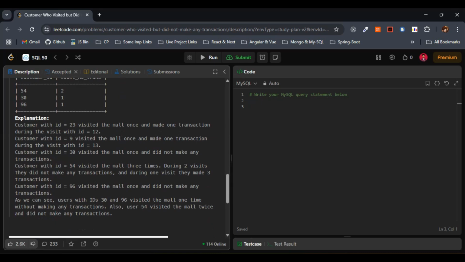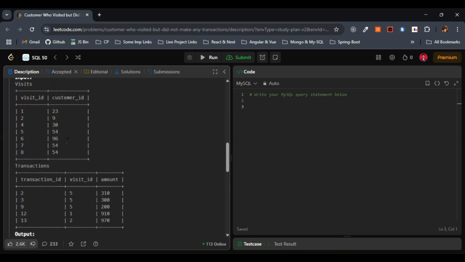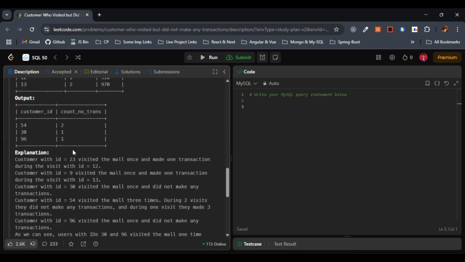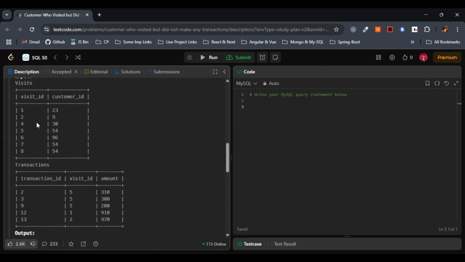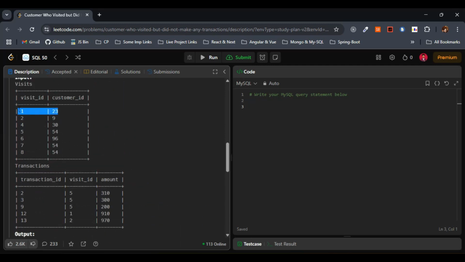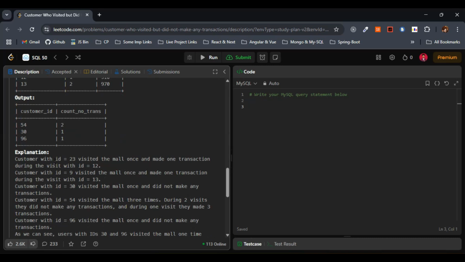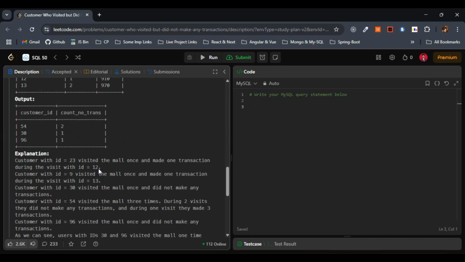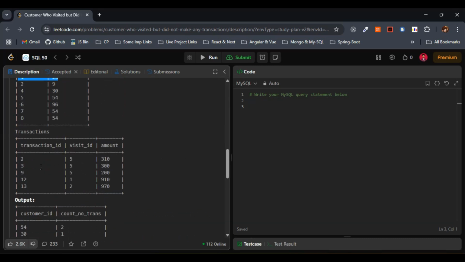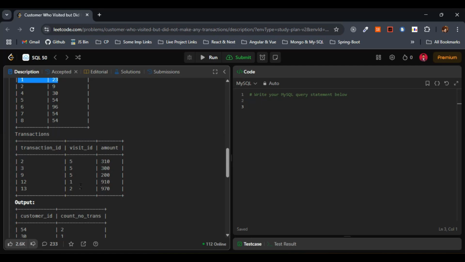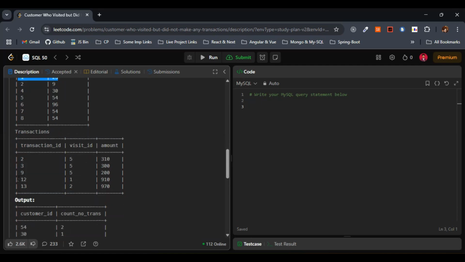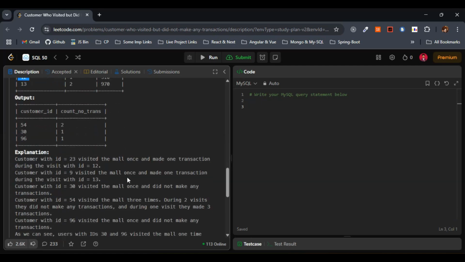Here they have clearly explained that the customer with ID 23 visited the mall once and made a transaction during the visit with ID equals 12. You can clearly see this one with ID equals 12.